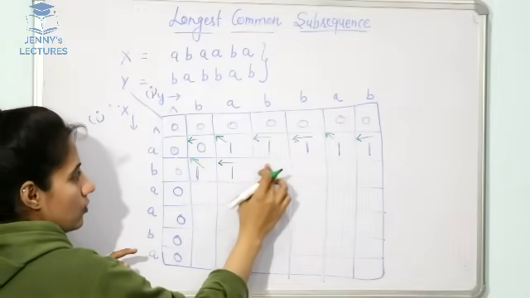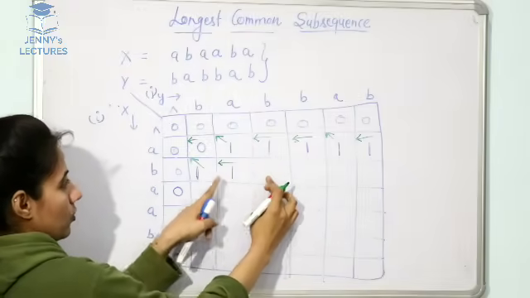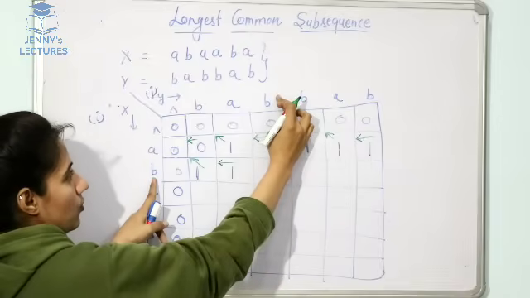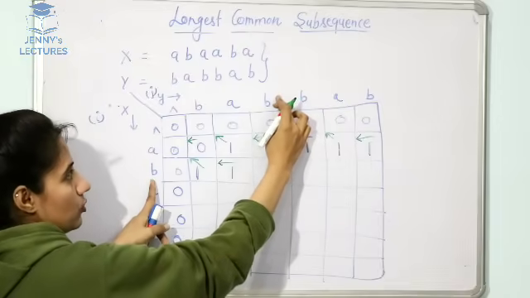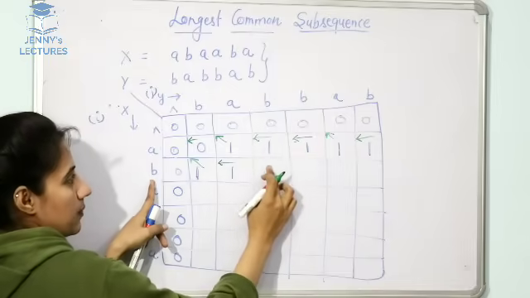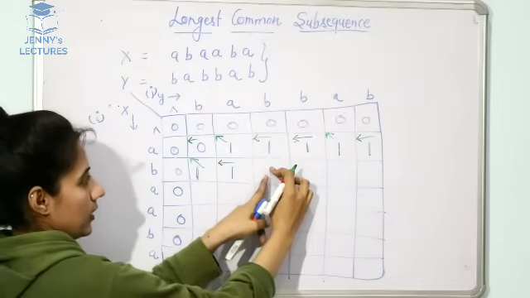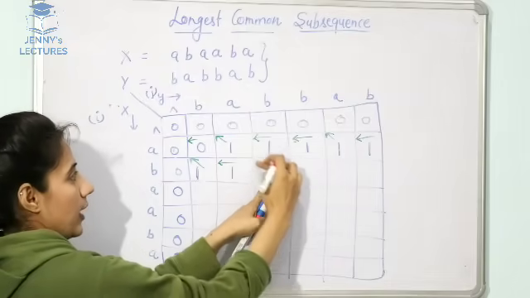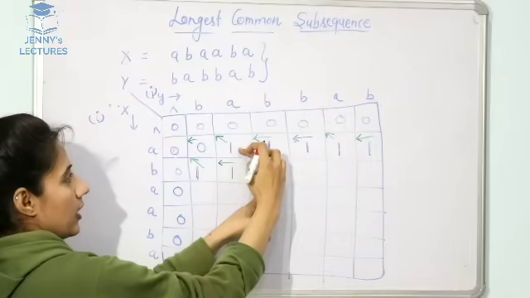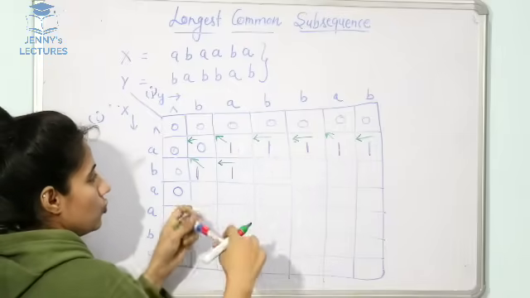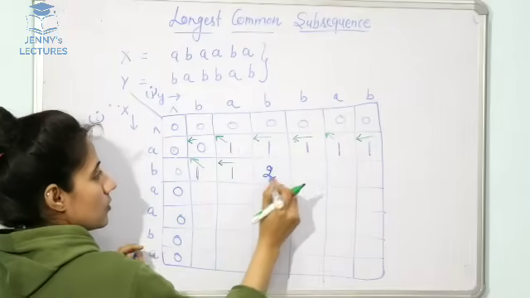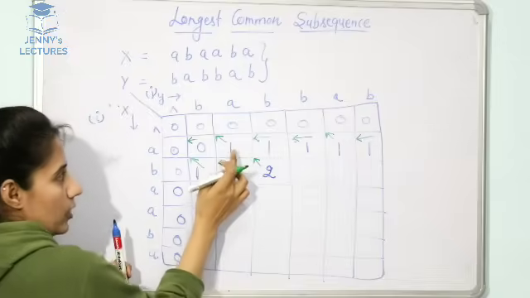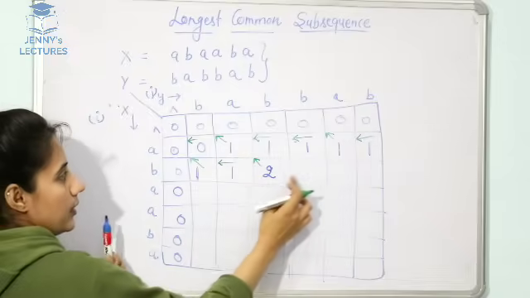Fine. Now this place you have to fill out. Corresponding to this one, the row character is what? B, and here we have B. Both are same. If both characters x and y are same, then what will you write here? 1 plus, what is the value in the upper diagonal? You have to see, in the upper diagonal, that is 1. 1 plus 1 is what? 2. Then you will write here 2, and the arrow would be like this, upward side, because we have taken this one.